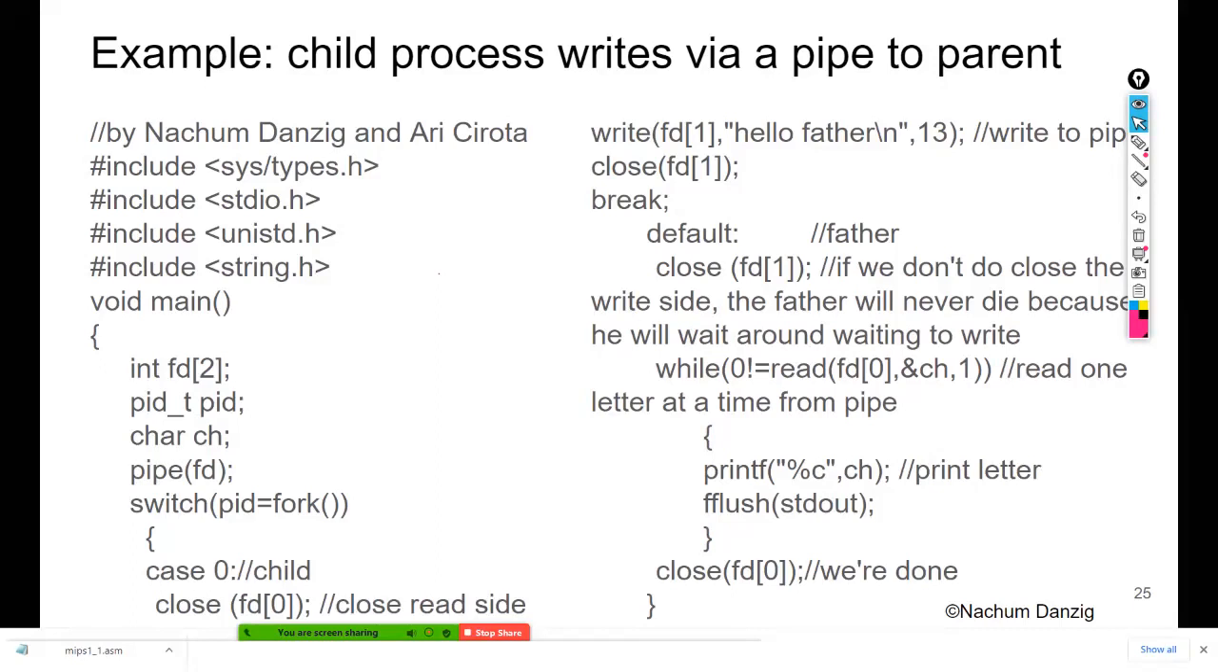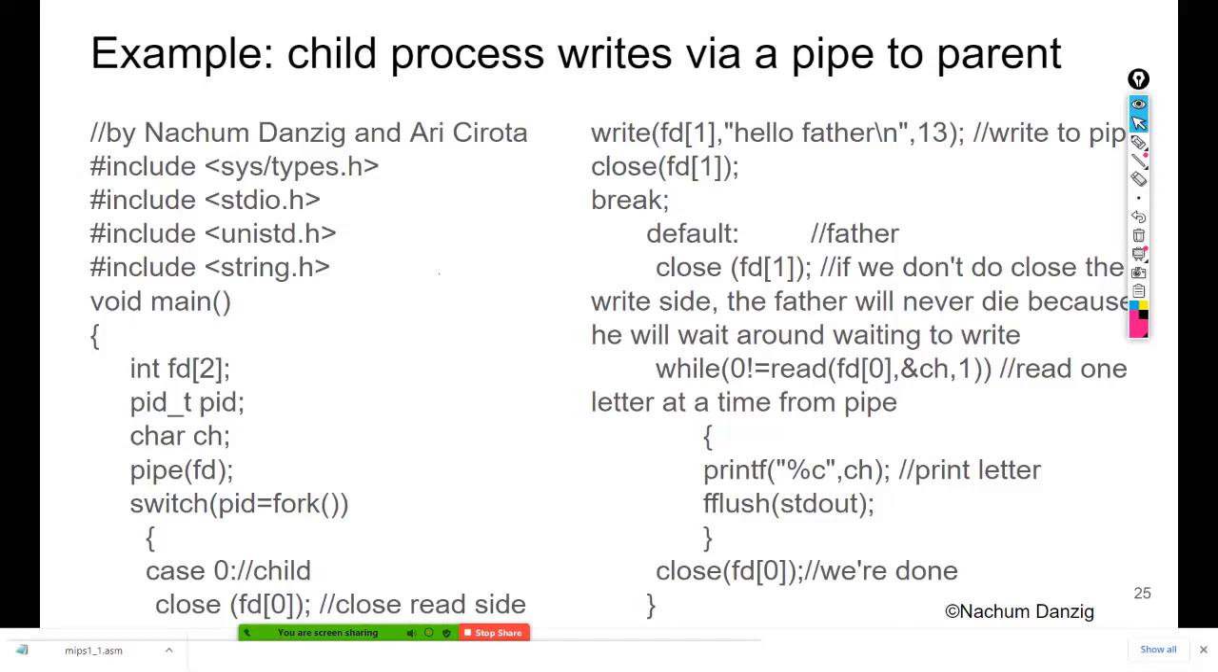So the father closes the write side because he's not interested in writing. Now, if I don't close this write side, the father will never die because he will wait around waiting to write. In other words, the read won't work because he'll think that somebody is still writing, because there's still one open write. So he won't actually do the read. The read will pause. He's sort of being very polite, waiting for the person who wanted to write to finish. Because remember, you always do write and then read, because you don't read from a pipe before you wrote to it. So even though the child closed the write side, the father also needs to close the write side. And then he'll be able to read.